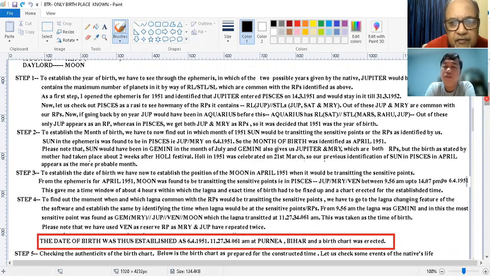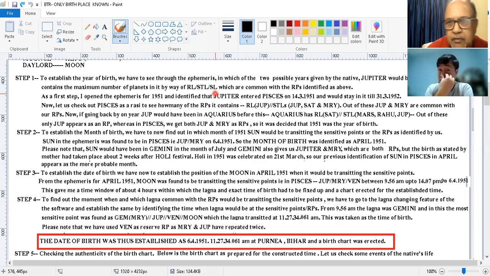In which we have to see to establish the year of birth. We have to see through the ephemeris in which of the two possible years given by the native Jupiter would be in a Rashi that contains the maximum number of planets in it by way of Rashi Lord, Star Lord, and Sub Lord.